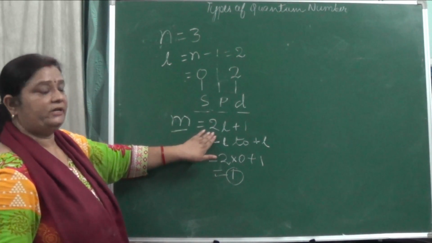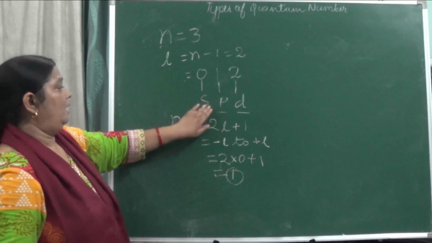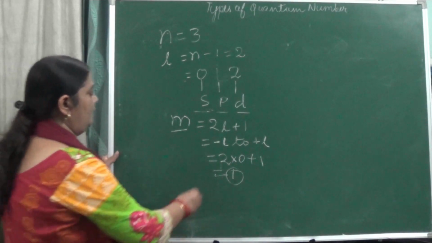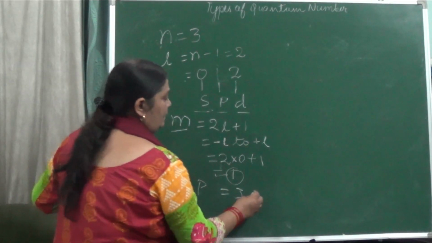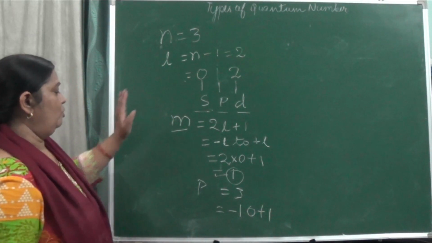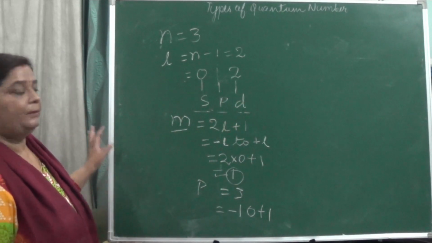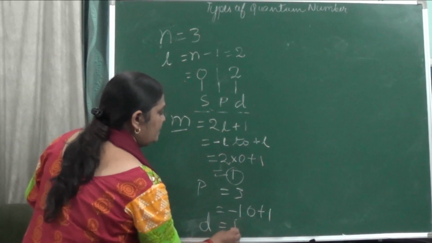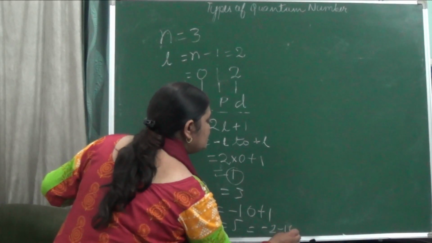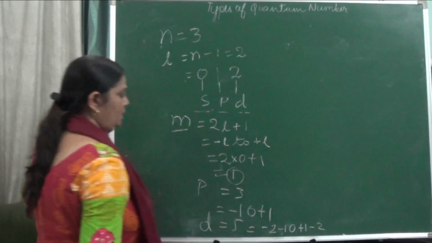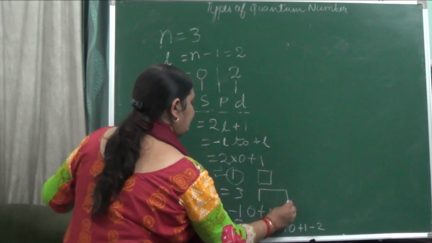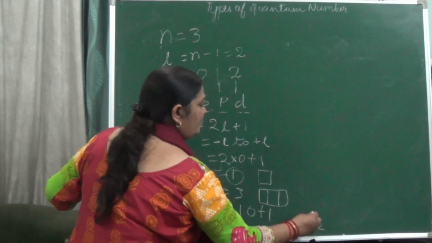Like that we can go for p also. Put it in the formula: 2L, 2 into 1 plus 1, that is 3. So for p, 3 orbitals: minus 1, 0, plus 1. Like that if you go for d, you will be getting 5: minus 2, minus 1, 0, plus 1 and plus 2. So by orbitals, here you can see only 1, here 3, and here 5.